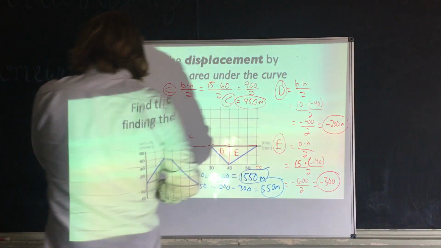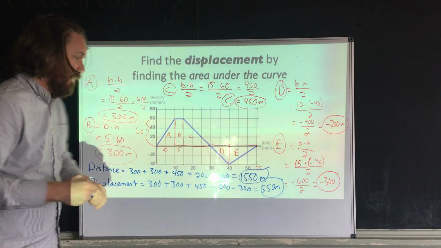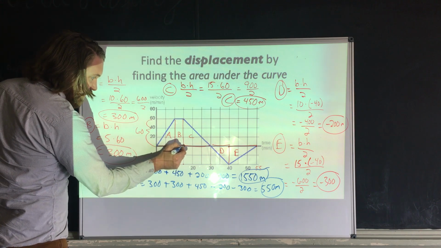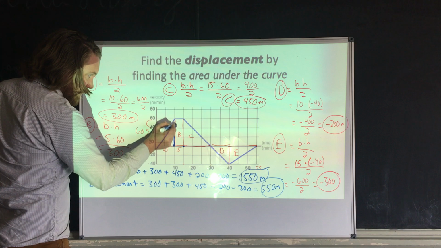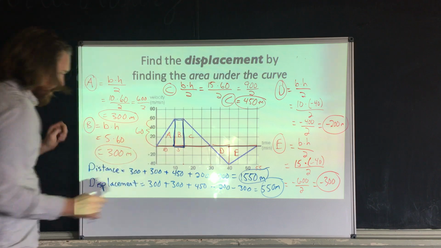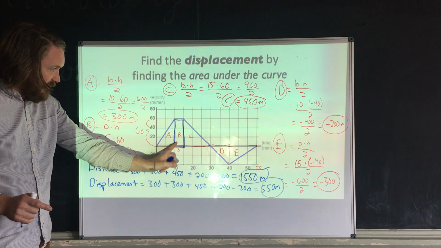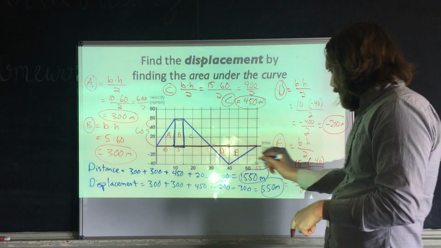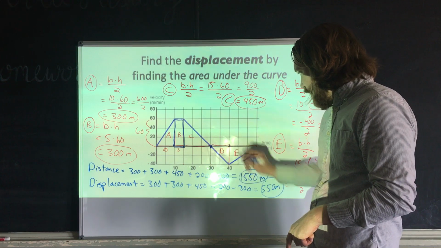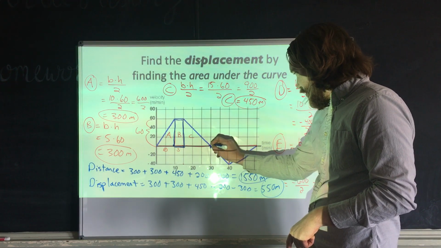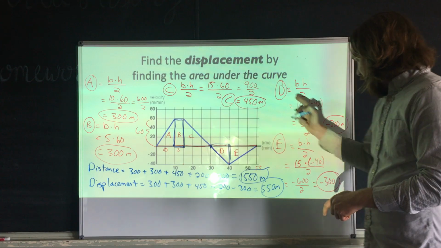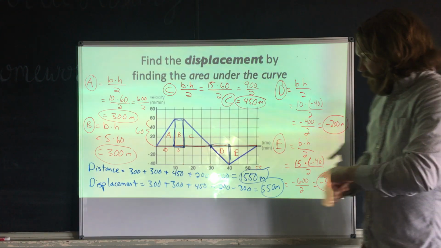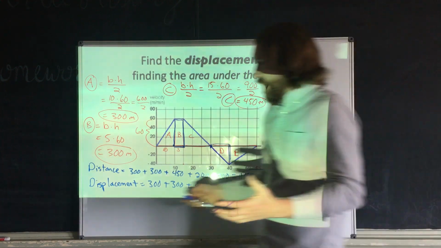If you want to know any specific unit of time, whatever it says, how far did you go between 10 seconds and 15 seconds? Well, you'd find this shape right here. Between 10 and 15 seconds, he went positive 300 meters. How far did he go between 30 seconds and 40 seconds? Well, that's this shape right here. At D, he went backwards 200 meters. Okay? Find the area, and you will find the displacement.